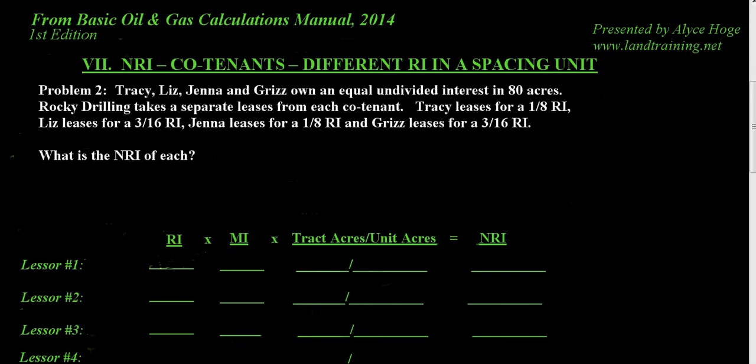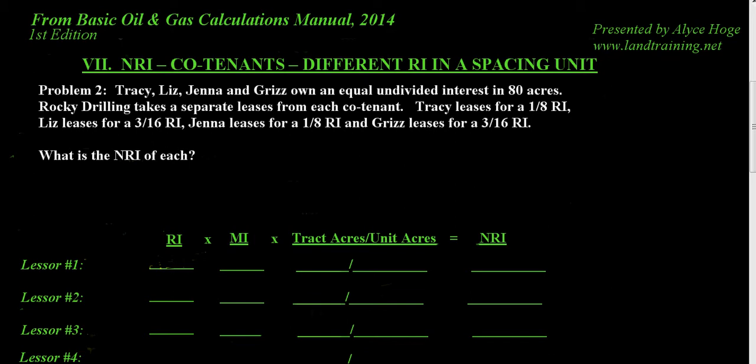Now we're going to move on to problem 2. Again, we've got the same situation where we've got different co-tenants, that is, different people that own in one property, and they own a percentage of it. Nobody owns 100%. They all take individual leases, and they all negotiate a different royalty rate in each of their leases. And then that interest is included in a drilling and spacing unit, or a pooled unit.